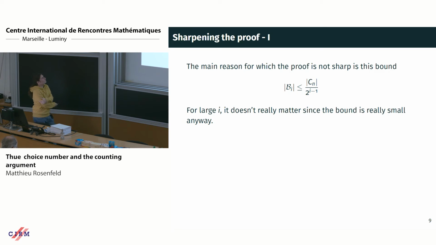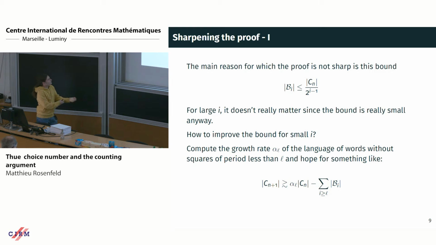So how can we improve this? There are some techniques to improve this, but for this, you need to look at what precisely happens in the local behavior. One way to do this is, let's look at an approximation of my language, where I'm going to look at words which avoid only short squares, right? I'm going to forbid only the short squares because they are the ones which seem to be what I need to look at.